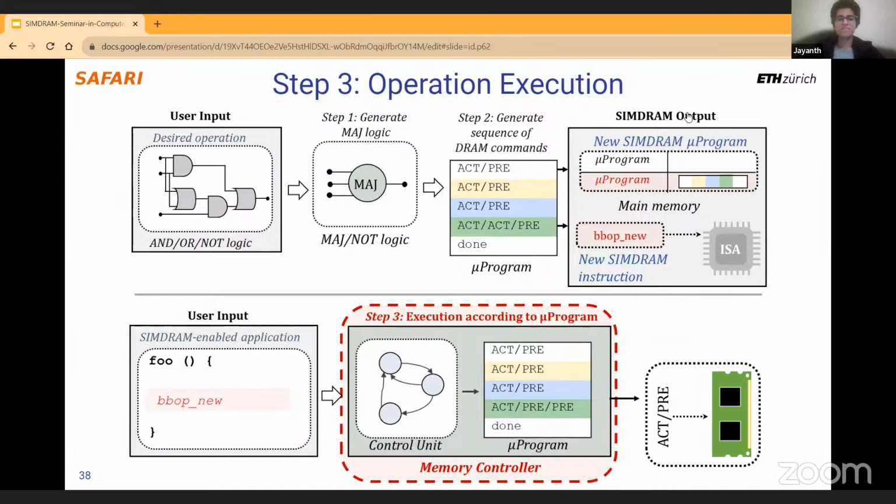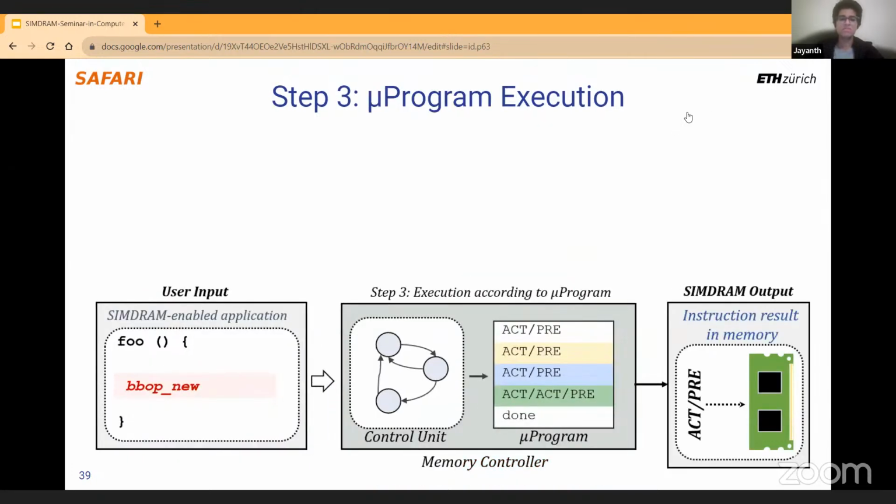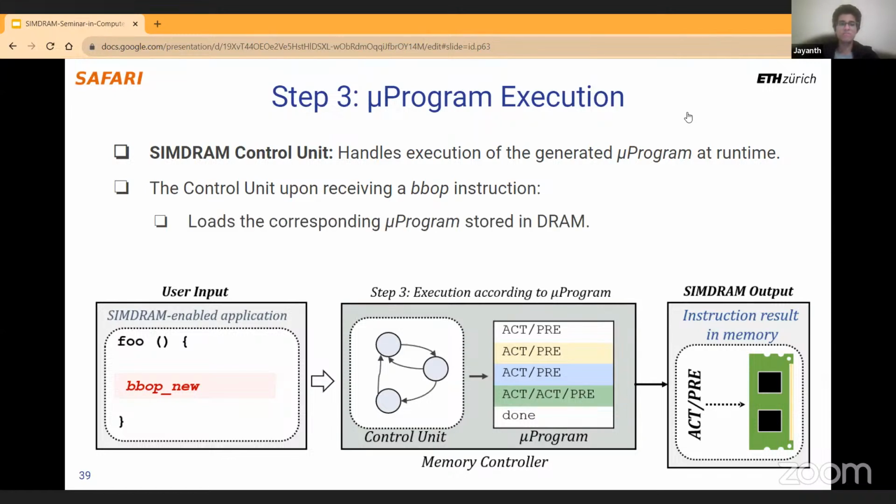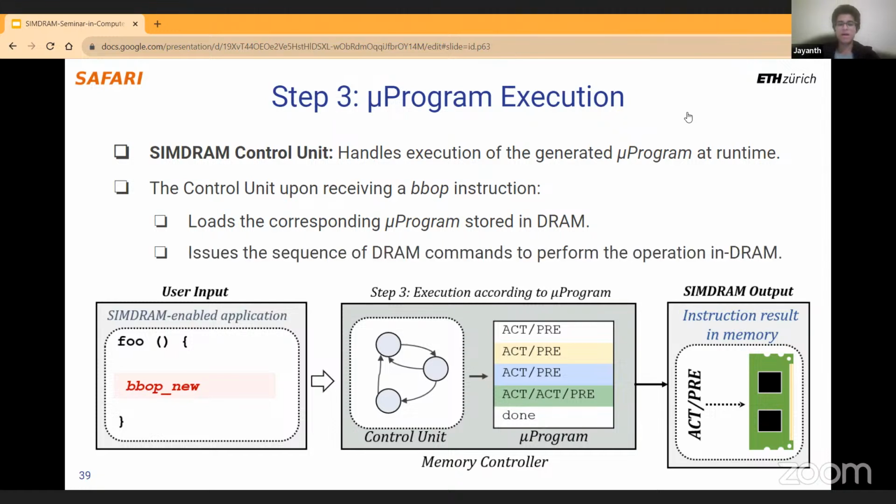Now coming to the final step, we execute the microprogram that the framework created, and let's see how this is done. Yeah, so the SIMDRAM control unit is what takes the responsibility of executing the generated microprogram at runtime. So whenever the control unit encounters a bbop instruction from the user input, as shown on the left here in the figure, it loads the corresponding microprogram which we've stored earlier in a reserved region in DRAM. And then it issues the sequence of DRAM commands that are required to perform this operation within the DRAM subarray. And because it's in-DRAM processing, the final result would be produced within the main memory itself.